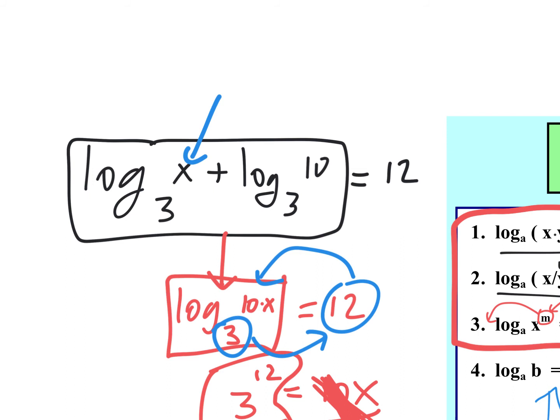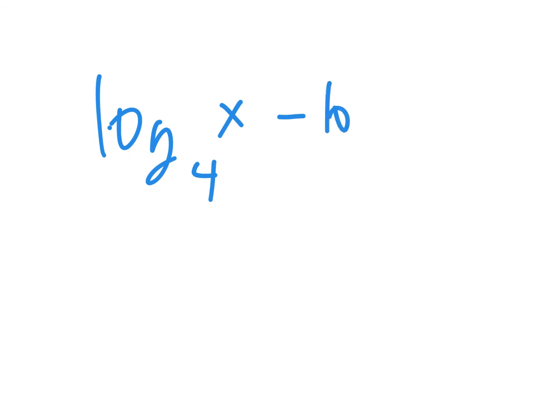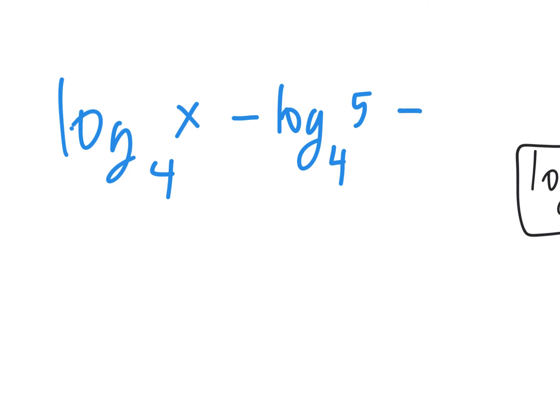All right, so condense again. You ready? Log base 4 of x minus, changing things a little bit, log base 4 of 5 is equal to 2. I'm going to pause for a second. I think you got enough info that you can do this. Log base 4 of x over 5.